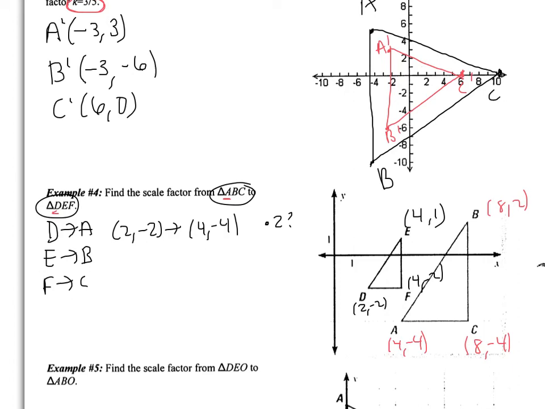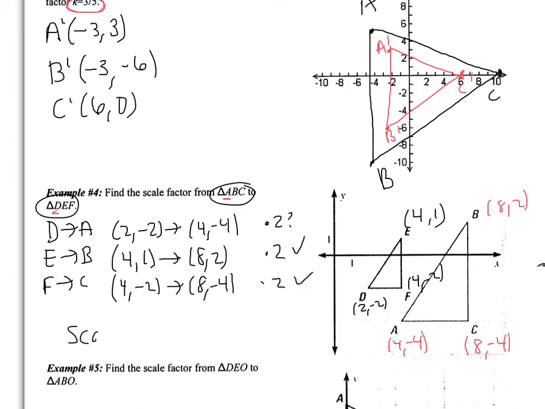So let's check. E is 4, 1, and that became 8, 2. So I multiplied by 2 again. And then F, 4, negative 2, became C, 8, negative 4. So I multiplied by 2. So in this case, my scale factor is going to be 2.